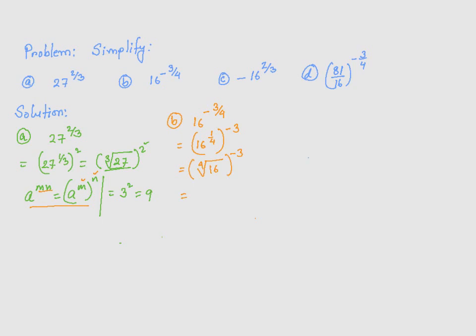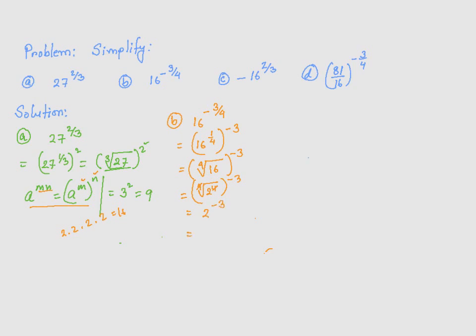Now remember, the 4th root of 16 will be such a number that when you multiply the number with itself 4 times you get 16, which by the way is 2, because 2 times 2 is 4, times 2 is 8, times 2 is 16. So let me just write one more step, 2 to the power 4, negative 3. Now this 4 and this 4th root are going to cancel, and that's going to give you just 2 to the power negative 3.